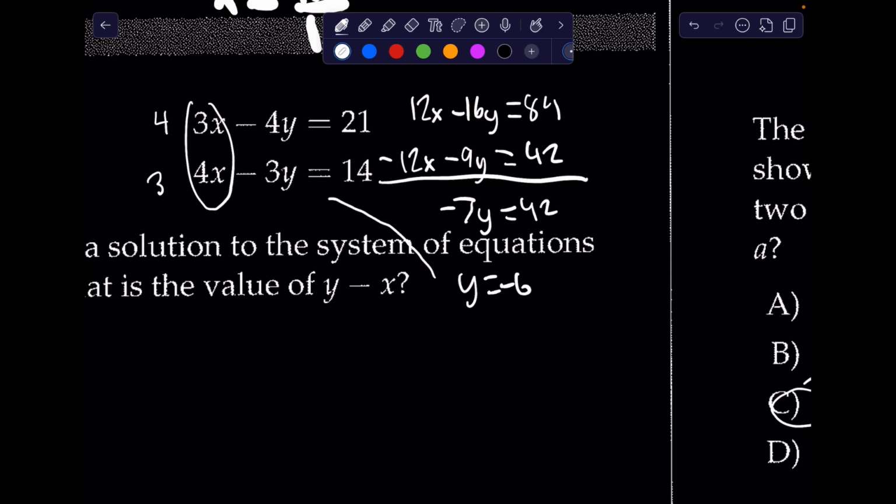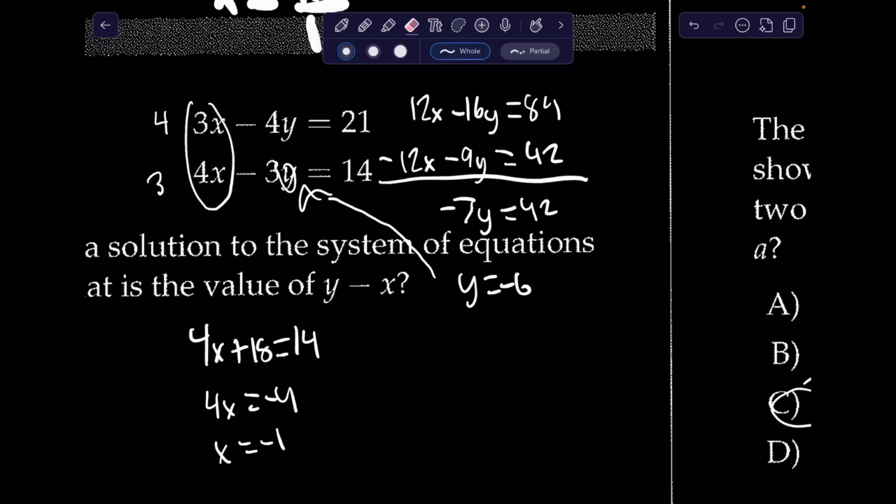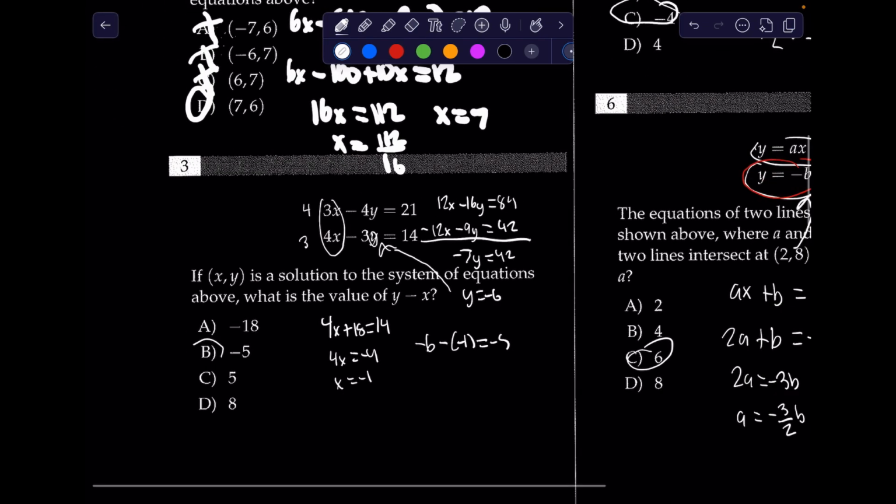Go back in, plug in our y right there. And we get 4x plus 18 equals 14. 4x equals negative 4, x equals negative 1. And then y minus x, so negative 6 minus negative 1 equals negative 5. And that's your answer, B.